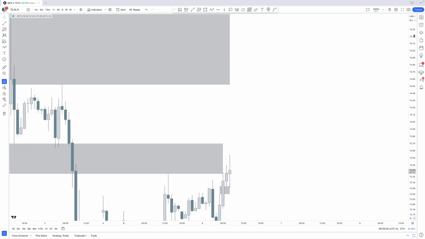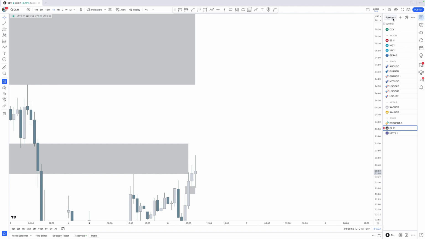So let's see if we can find an example as well. And let me go over GBP Australian dollar right here. Let's see.